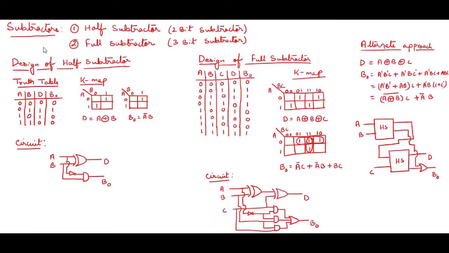Hello everybody. In this video we are going to study subtractors. There are two types of subtractor: the first one is the half subtractor, and the second one is the full subtractor. The half subtractor is also called a 2-bit subtractor, and the full subtractor is also called a 3-bit subtractor.